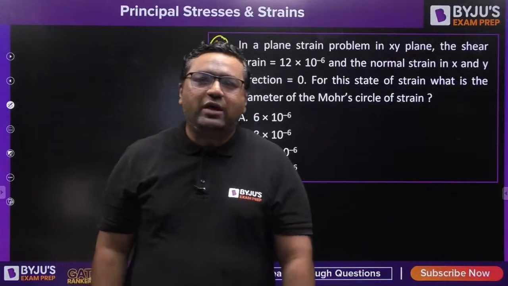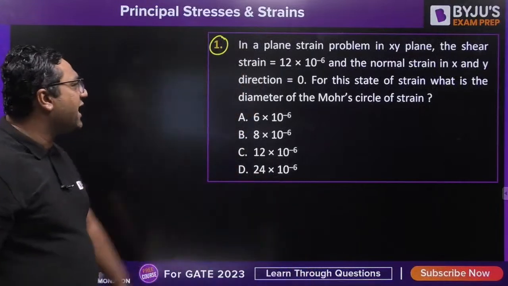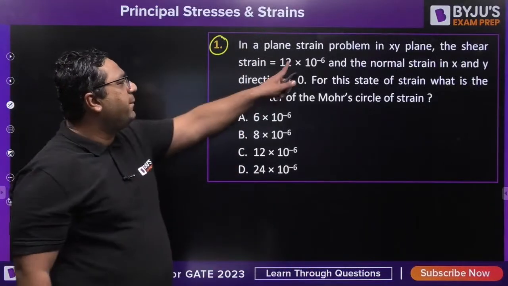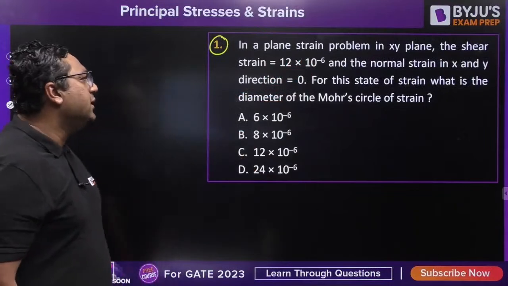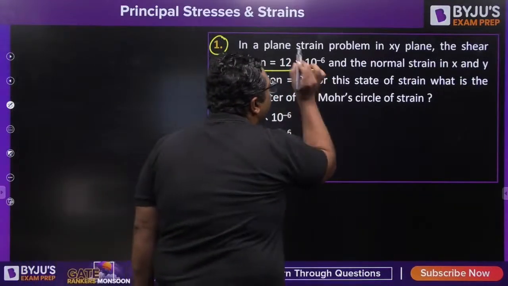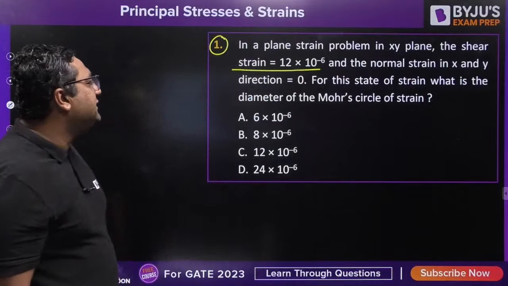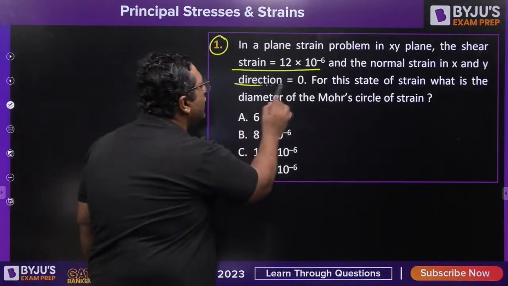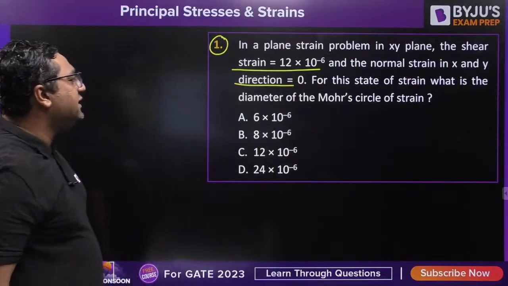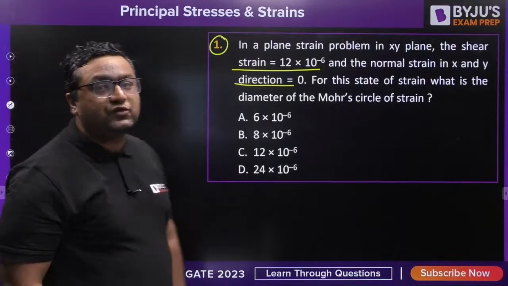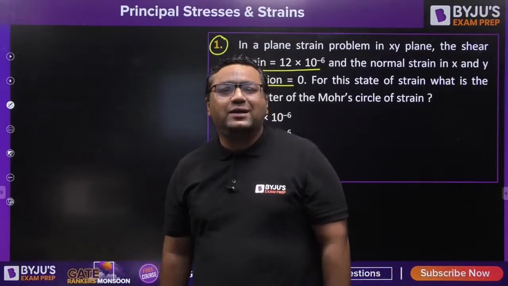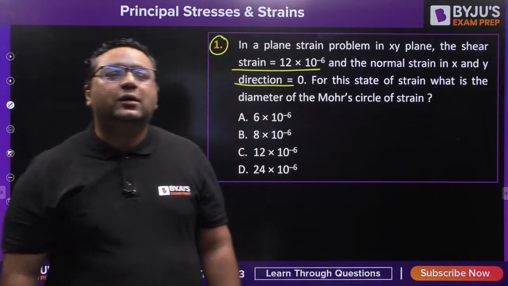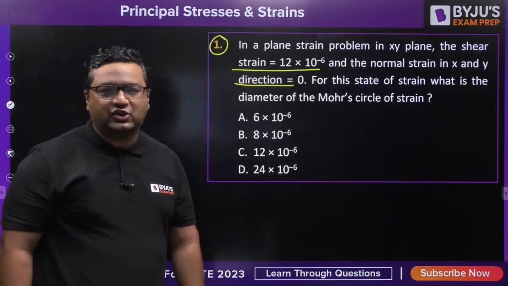So this is the first question, guys. In a plane strain problem in XY plane, the shear strain is this much. Normal strain in X and Y direction are 0. For this state of strain, what is the diameter of the Mohr circle of strain? They are asking about the dia of Mohr circle. Yes, for the strain, not for the stresses.